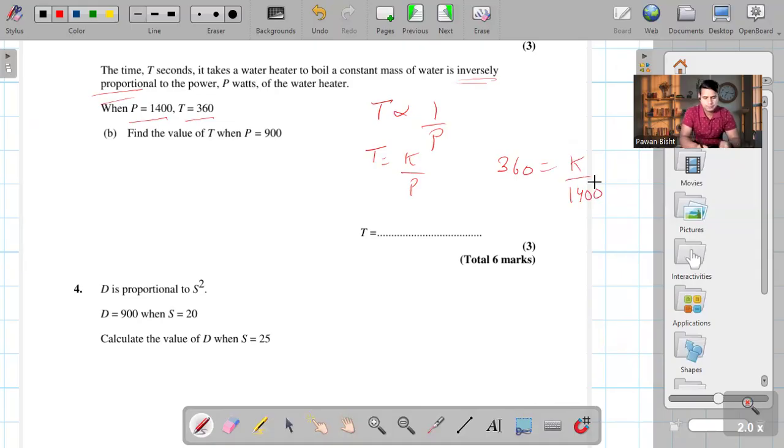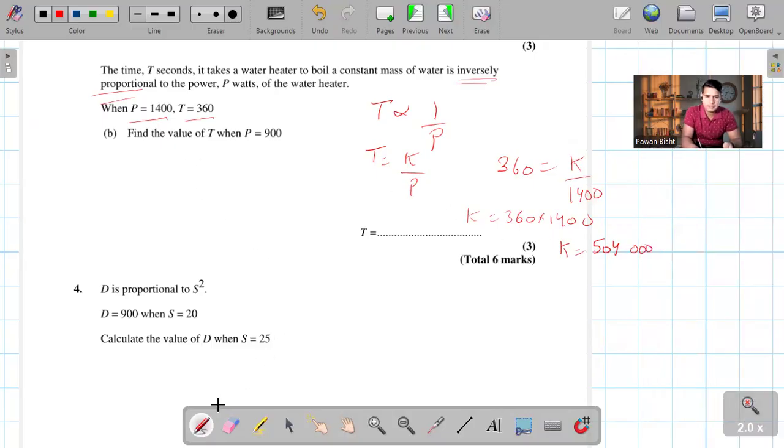Cross multiply. When I cross multiply, k will be 360 times 1400. So multiply 360 times 1400. k is coming 504,000. Okay, 504,000. So in place of k put this, t equals 504,000 over p. But this is not my answer.